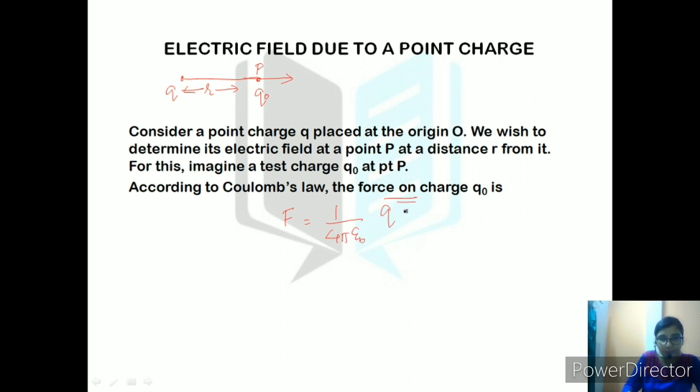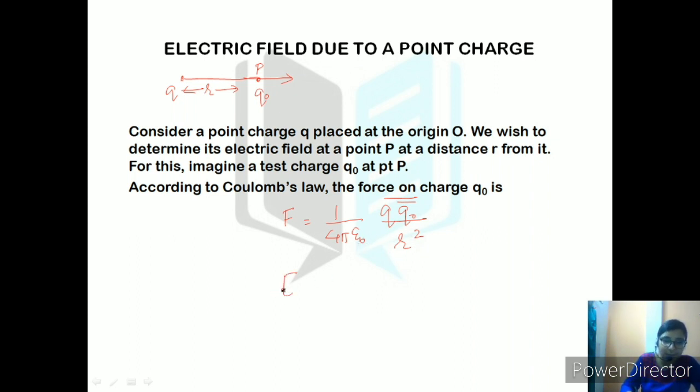What are the charges here? Q into Q naught, divided by what is the distance between them? R. So here, the square of the distance between them. We are just interested in the magnitude here. Okay, so this is the force acting on it.